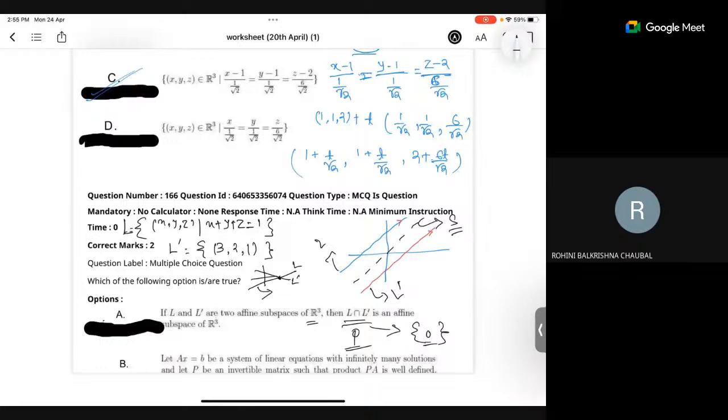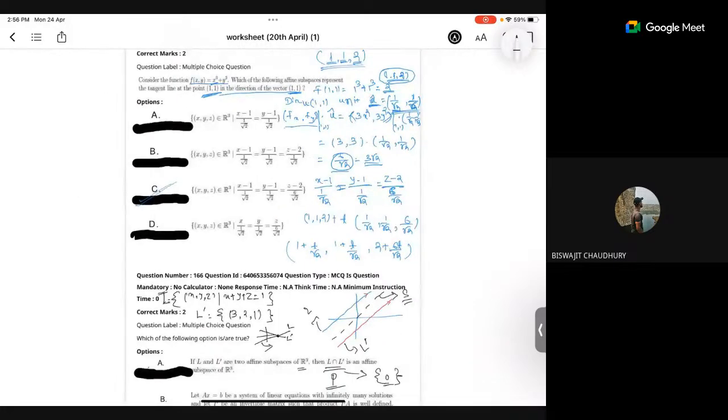Okay, so all of you got it? What is the answer, sir? Is A true or false? A is false, just because of that one particular case where both lines are parallel, L intersection L dash is a null set, so that is why it is false. In this case also you can consider this one: I have taken L as this, L dash as this. Okay, so we will move to the next option.